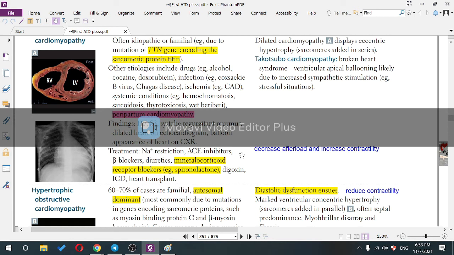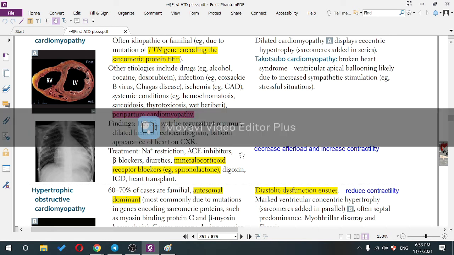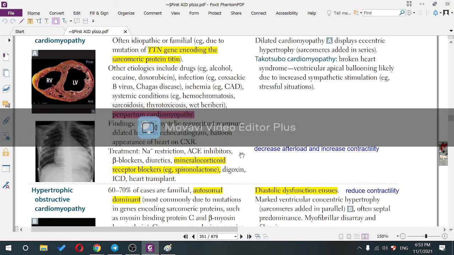Mineralocorticoid receptor blockers, the same mechanism, but please, guys, add this to your book. Spironolactone, a diuretic, helps in the mortality, not because of its diuretic function. It prevents remodeling of the heart. They want you to know this, that spironolactone and eplerenone prevent the remodeling of the heart. Okay. Also, digoxin. Digoxin does not improve the mortality, it just improves the symptoms. And can someone tell me how digoxin works? What gets inhibited by digoxin?